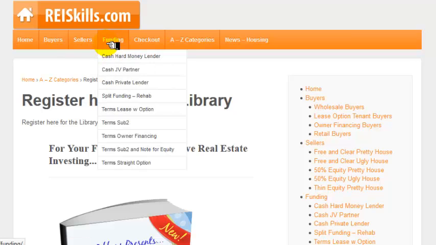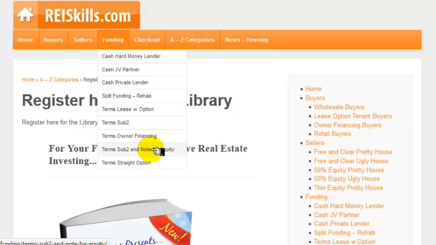Now funding, how do we fund the deal? So we might have a hard money lender, we might have a JV partner, we might have a private lender, we might have a split funding rehab, and we'll teach you about that. And then we have terms lease option funding, we might have terms subject to funding, we might have terms owner financing funding, and we need that RMLO, which is a registered mortgage loan originator. I like to have mortgage loan originators with any owner financing, any lease options, even if we're selling on a wrap, we want to be able to do that.